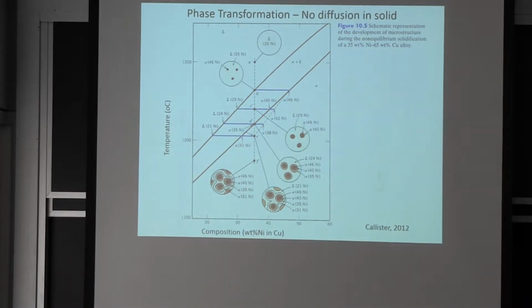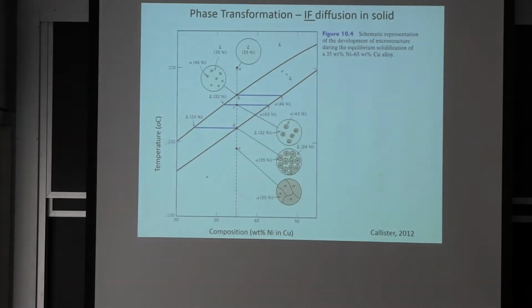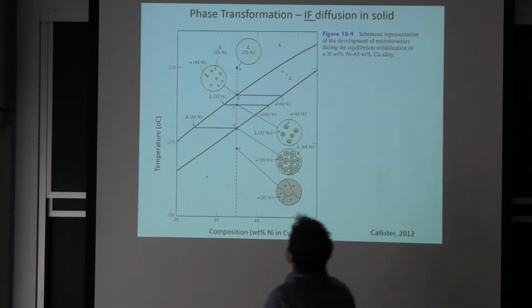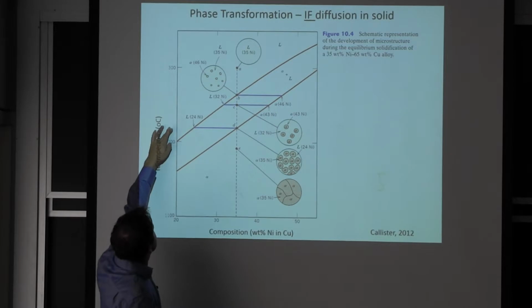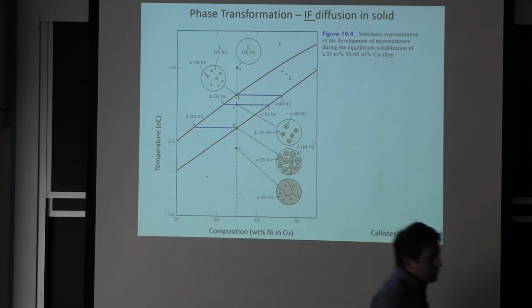Yes? What's the change in conditions between this and the previous one? Just the cooling rate. So over here, you're going very, very slowly, and the diffusion is taking place, and we become completely solid. At what temperature? Say around 1220.